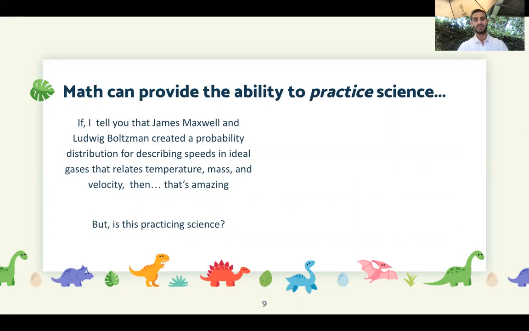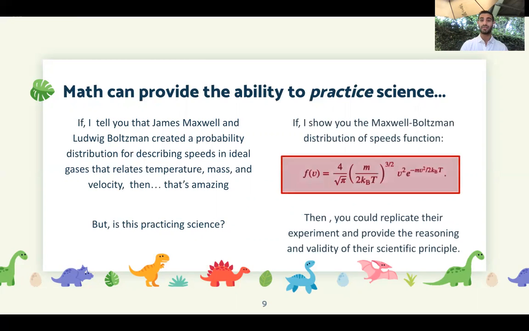This is my favorite example I ever gave. There is an equation in physical chemistry, in the realm of physical chemistry, that basically describes speeds of gases that relate temperature, mass, and velocity. So if I tell you that James Maxwell and Ludwig Boltzmann created a probability distribution for describing speeds in an ideal gas that relates to temperature, mass, and velocity, then that's amazing. But we can't really practice science just by utilizing this information. And I know this might sound a little strange to you. And again, I'm going to give you some numbers right now. They don't look very pretty, but this is Maxwell-Boltzmann's distributions of speed.